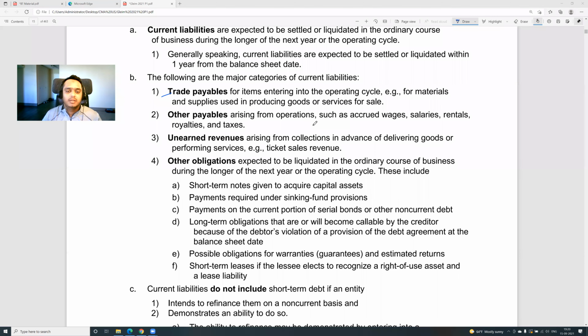Like we order some product and pay before, until it is delivered, it is unearned revenue for them. Not only until delivered, it is also until 14 days after it is delivered, because until 14 days you have an option of refund, or something like that. Depending on it. So that's an unearned revenue arising from collections in advance of delivering goods or performing services.